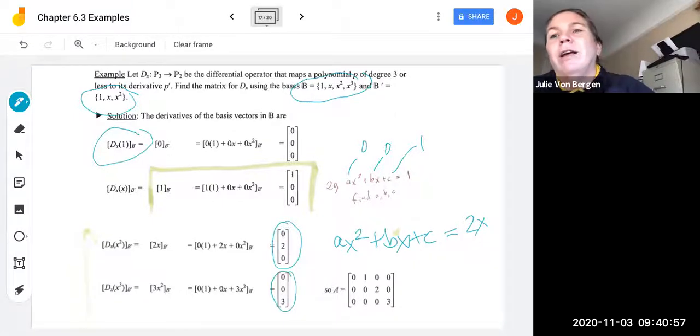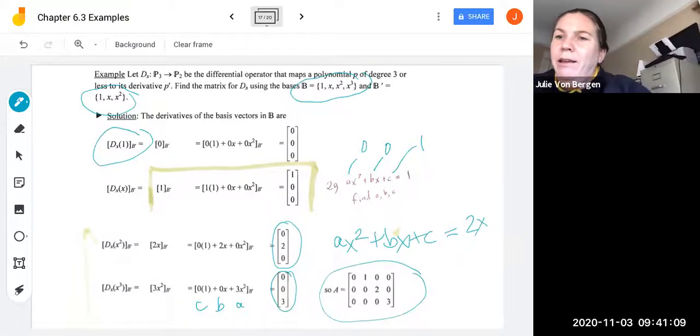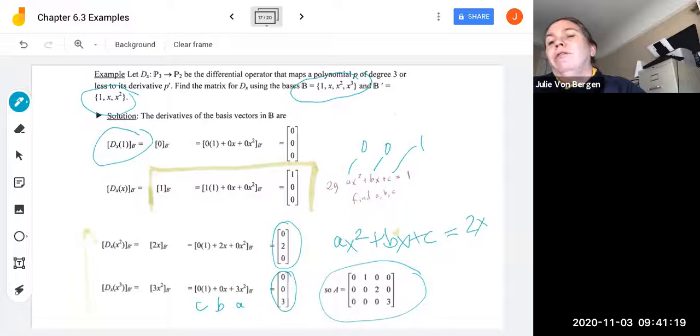So notice what I called A, B, C are actually in the order C, B, A, because this is written as an ascending polynomial, and I wrote it descending over here. So here's our standard matrix A. We've got 0, 1, 0, 0 on the first row, 0, 0, 2, 0 on the second row, and 0, 0, 0, 3 in the third row.